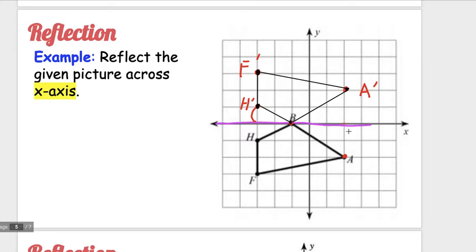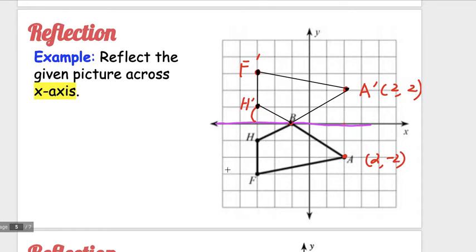So A is (1, 2), and A prime is (1, -2). It goes down. If you really pay attention to the coordinates, you realize the x stays the same, and the y part actually changes sign.